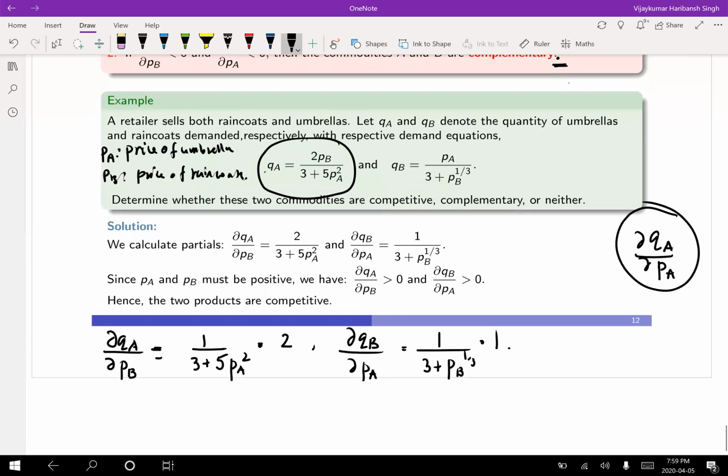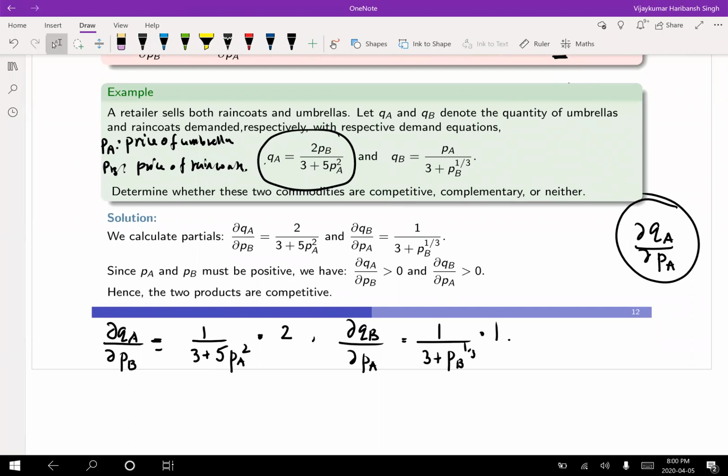Now, to determine whether these quantities are complementary or not: prices are positive all the time. So the price being positive means this part is positive, adding 3 is also positive, and multiplying by 3 is also positive. So this is going to be greater than 0, and this is also going to be greater than 0. That means these two products are competitive. All right, thank you for your attention. That's it for today.